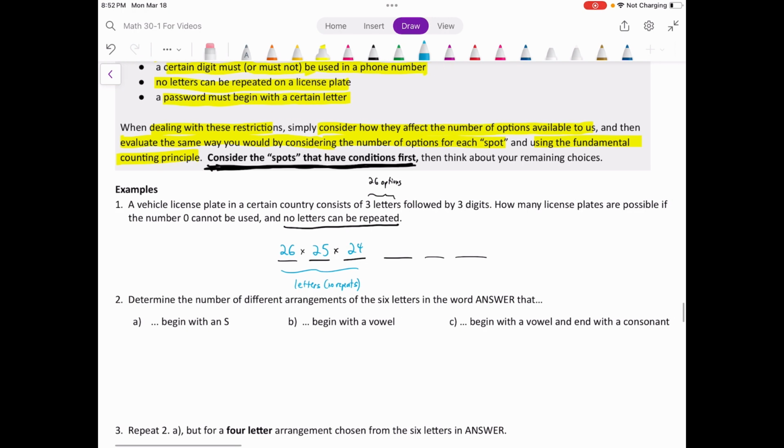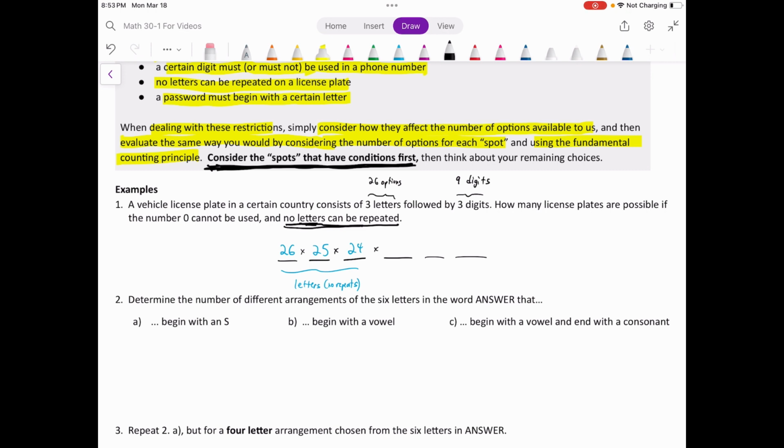Okay, now followed by 3 digits, but the number 0 cannot be used. So how many choices do we have for digits? Well, 1, 2, 3, 4, 5, 6, 7, 8, 9, right? 9 options. And it doesn't say the digits can't be repeated, right? So we could repeat the digits. It specifically says the letters can't be repeated, but it doesn't say the digits can't.